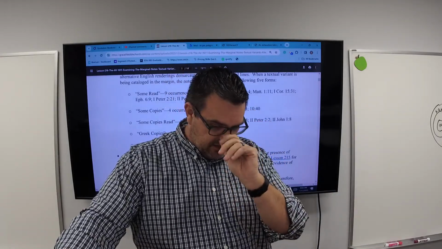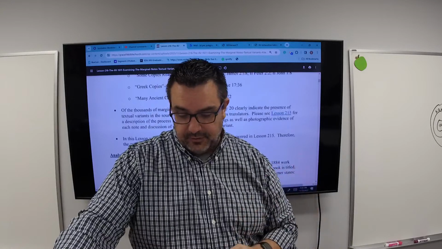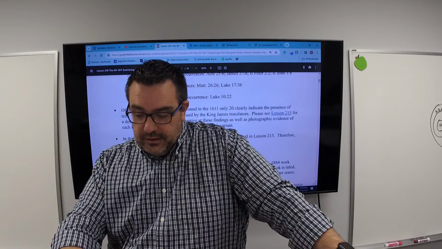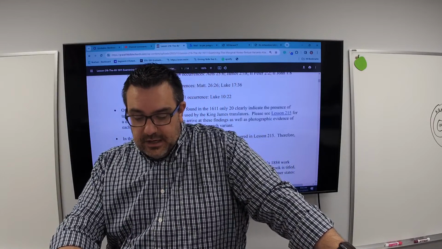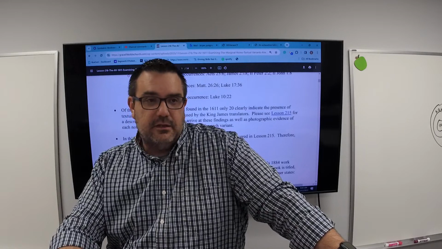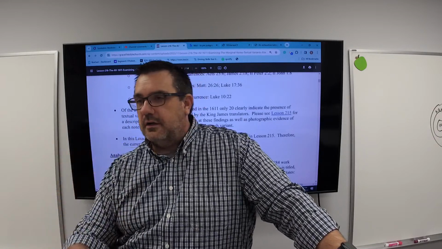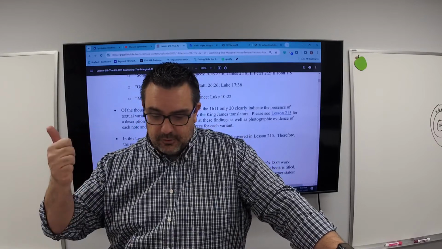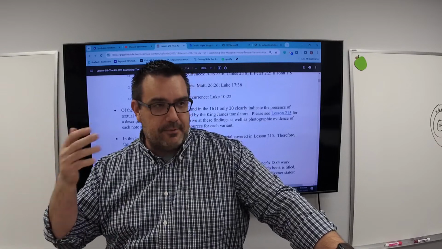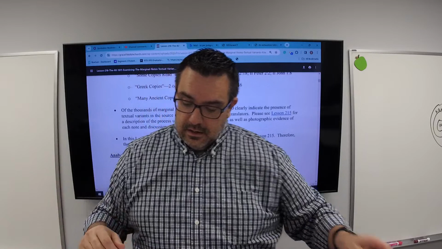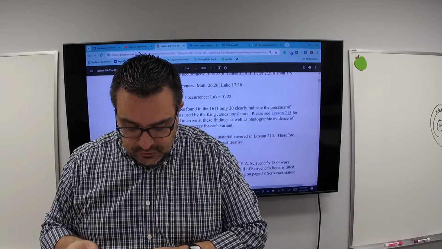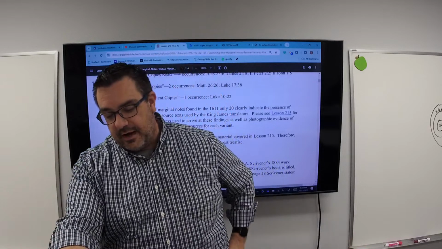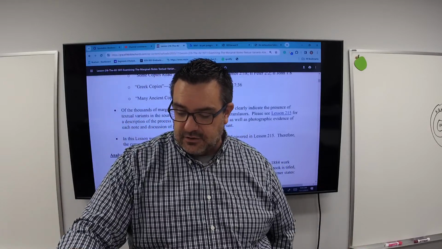And we'll be looking at these in a little bit more detail. So remember, this is still a little bit of review. So of the thousands of marginal notes found in the 1611, only 20 indicate the presence of textual variants in the source text used by the King James translators. So there's only 20 that are explicitly marked in this fashion with one of those 5 forms. Some read, some copies read, Greek copies, ancient copies. All right? Please see Lesson 215 for a description of the process used to arrive at these findings, as well as photographic evidence of each note and discussion of possible sources for each variant.